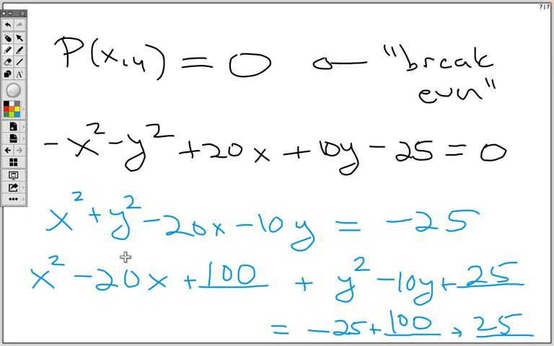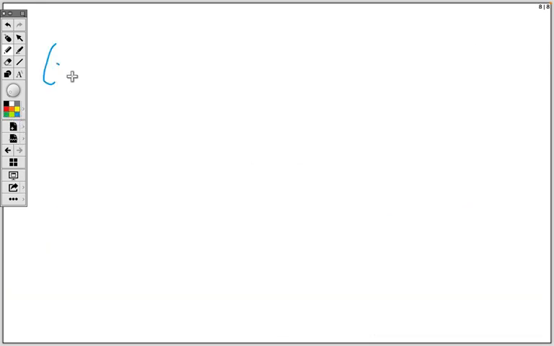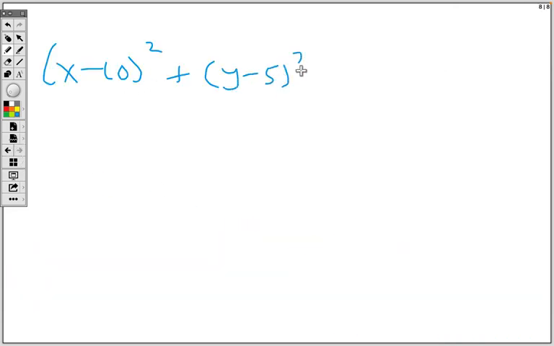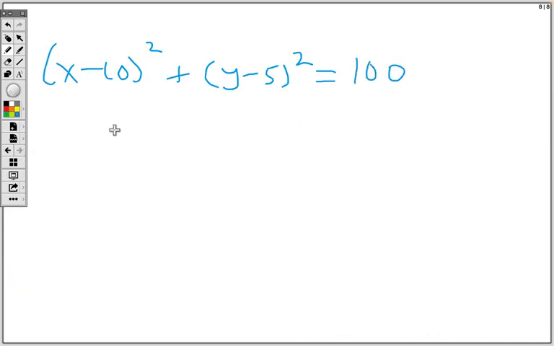And so now, according to that, completing the square there, we should have two perfect square quantities. Sure enough, this is x minus 10 quantity squared, plus y minus 5 quantity squared. And the 25 cancels the minus 25. I'm left with 100. So sure enough, we got ourselves a circle.